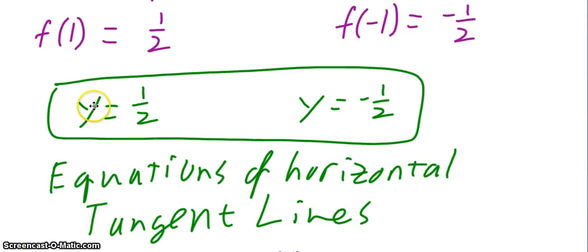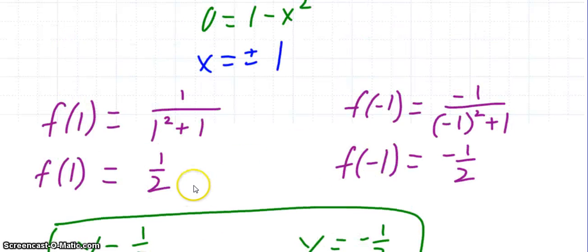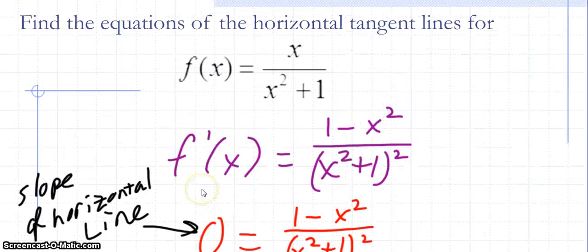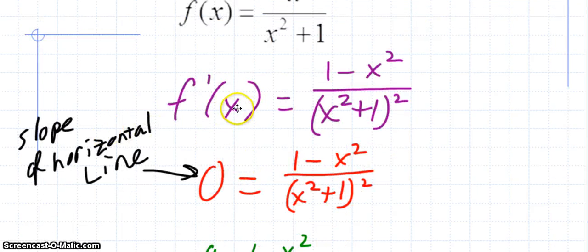Alright, so hopefully you ended up with y equals 1/2 and y equals negative 1/2 as the equations of the horizontal tangent lines. How do we come up with that? Good question if you didn't get it. Well, I knew from two examples ago the derivative of this function is 1 minus x squared over the quantity x squared plus 1 squared. Alright, so why do I care about the derivative? Because the derivative represents the slope of a tangent line, right? Good, great, grand, wonderful. So then I set the derivative equal to 0. Why did I do that? Because the slope of a horizontal line is 0.